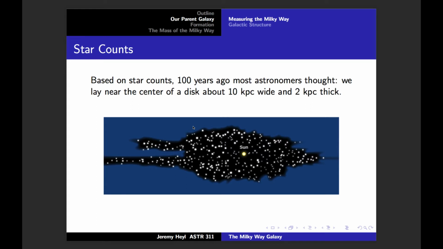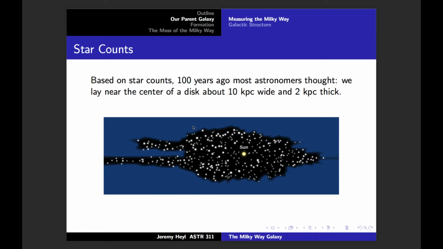Because I see fewer trees in that direction. I count fewer ones. Does that make sense? That's what they were trying to do. And this was the picture they inferred about the shape of our galaxy. And they inferred that in one direction there are a bit more stars than the other.